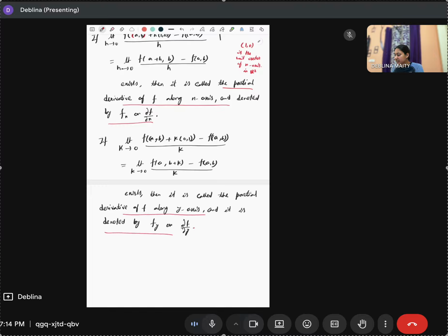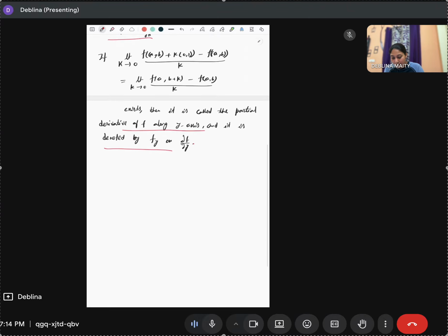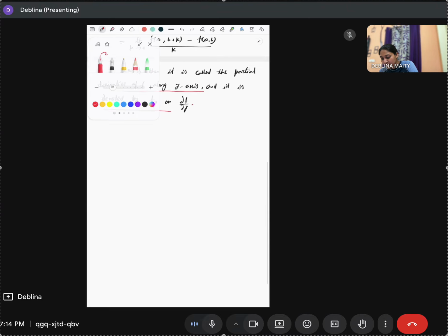So this is the partial derivative of f along the y-axis. Now there are infinitely many directions in R2 to approach (a, b). So let's take u to be a point, suppose (p, q).